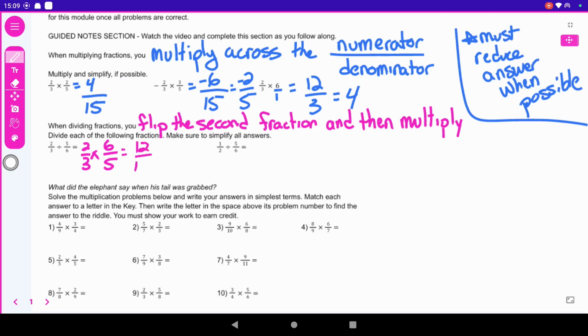And just like we did with multiplying above, we're going to multiply across. And then again, always checking to make sure we reduce. And so our last example here is 1/2 divided by 5/6, 1/2 times 6 over 5, multiply. Oh, I'm sorry, that's 6 over 10, which reduces to be 3 over 5.